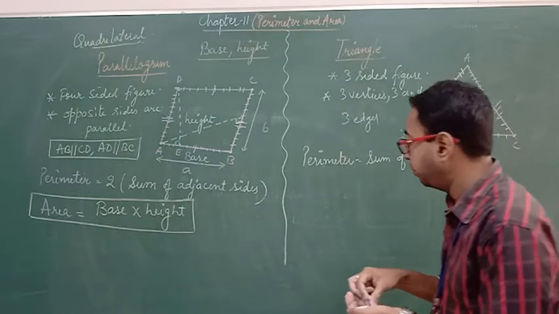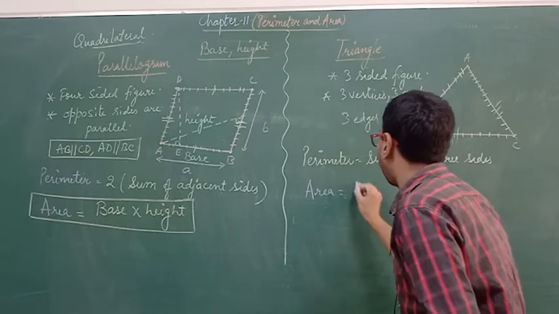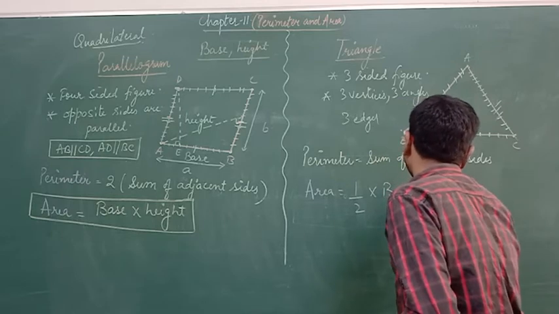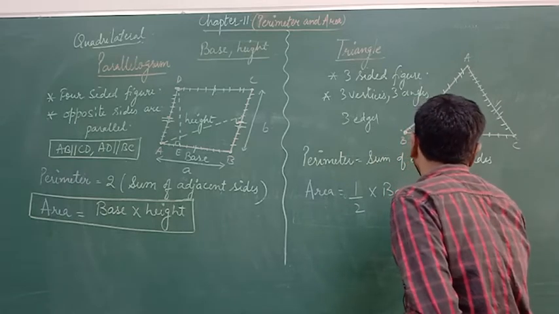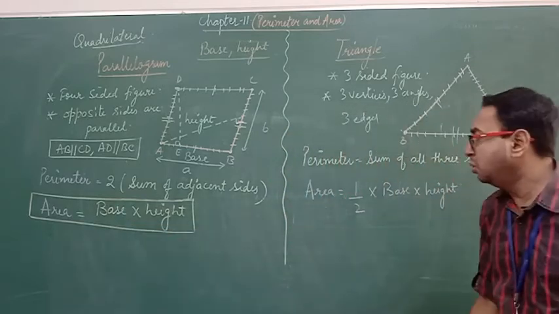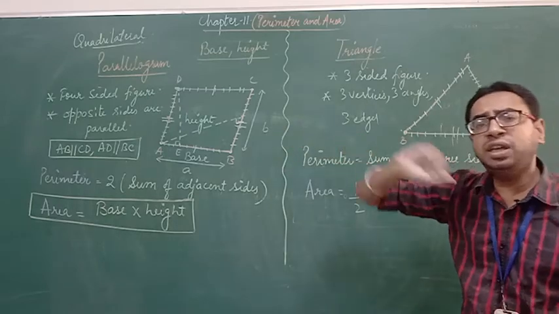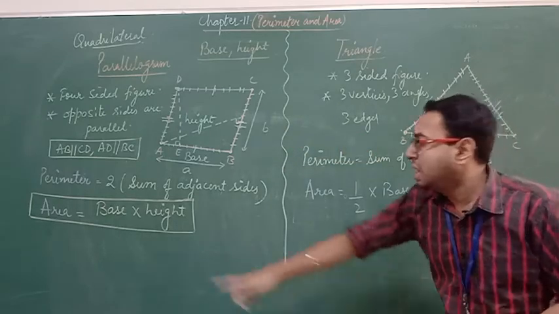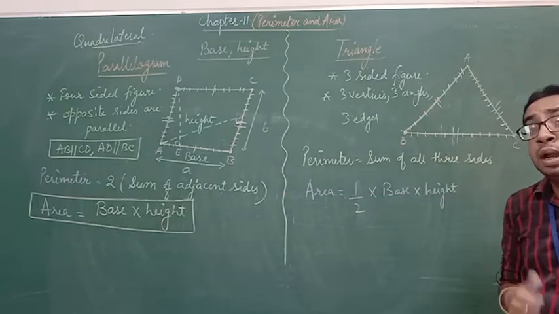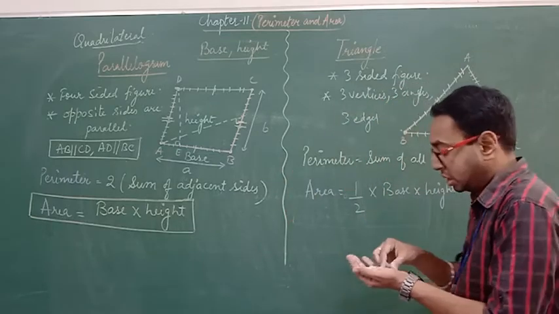Now area, very important. Area of a triangle is half into base into height. And what is the area of parallelogram? Base into height. Don't you think it means area of a triangle is half of the area of parallelogram? This is the conclusion. It is base into height, I just multiplied with half, and I got the area of a triangle. But how does it relate to it? Let's see how it relates.